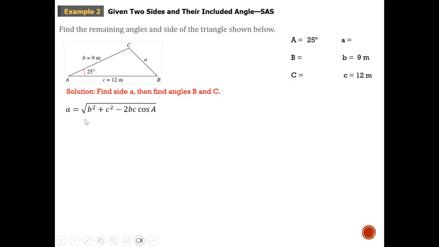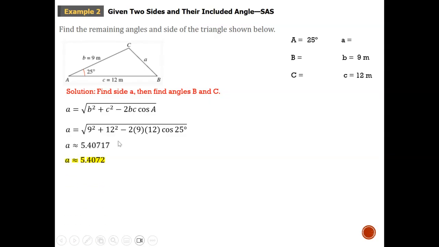So side A is equal to the square root of B squared plus C squared minus 2BC times cosine of A. Again, these are the formulas that I told you at the beginning of 6.2. Plug everything in. Use your calculator. You can get something like A is equal to 5.40717.